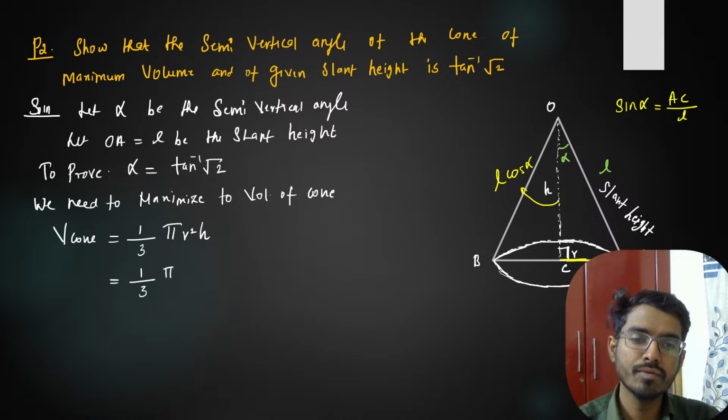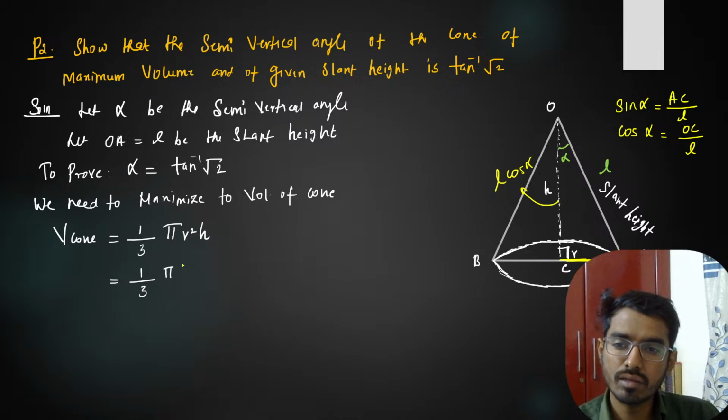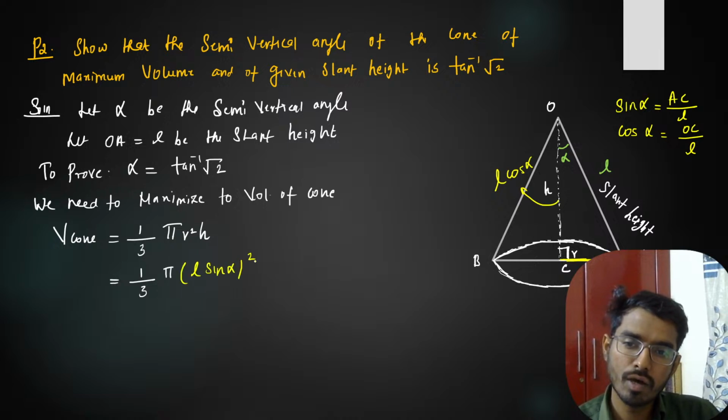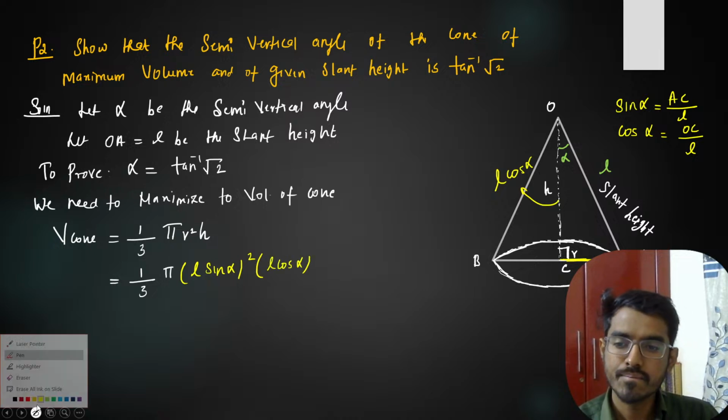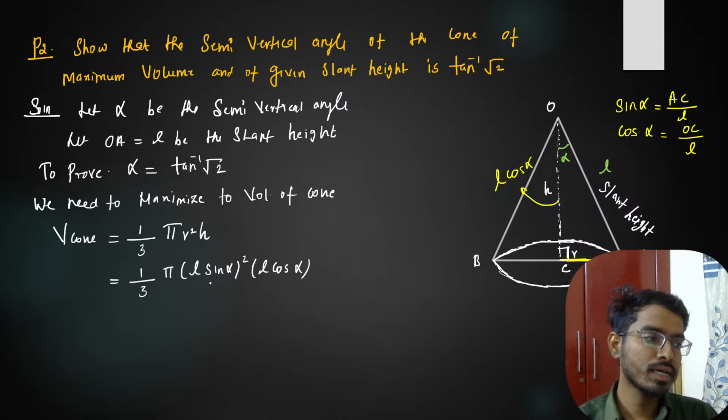So that means AC is equal to L sin alpha. And similarly, what is cos alpha? Adjacent by hypotenuse. Adjacent is OC, so OC by L. So OC is L cos alpha, and AC is L sin alpha. So obviously this is our R, so that means this is L sin alpha whole square. Height is L cos alpha. Is it clear?